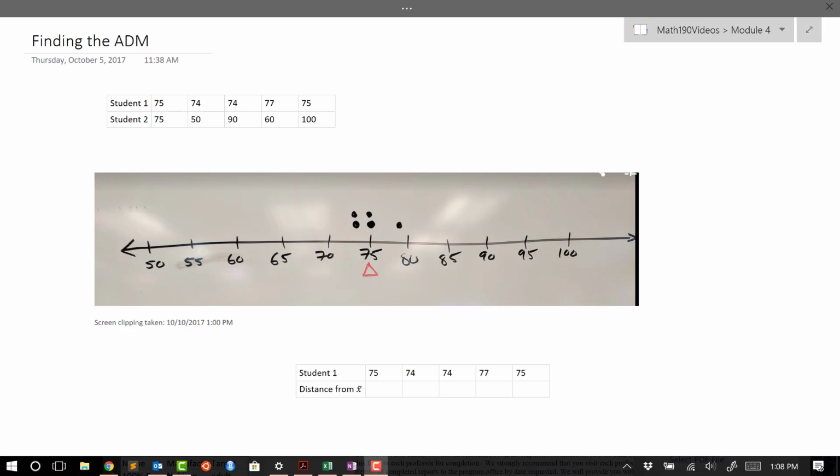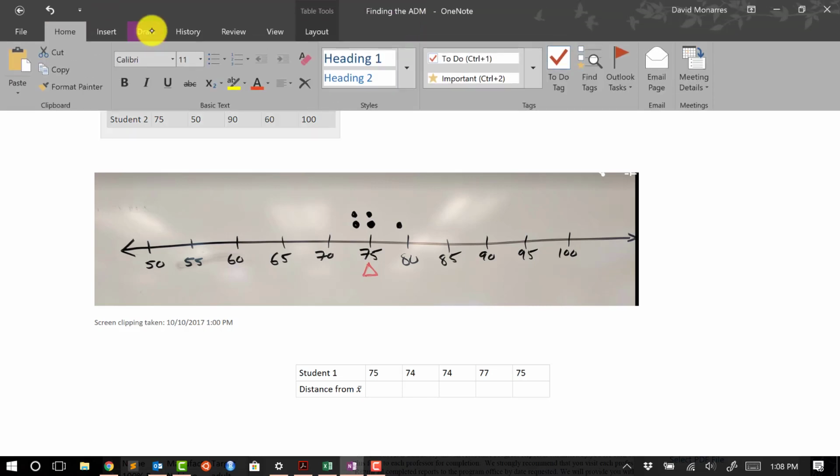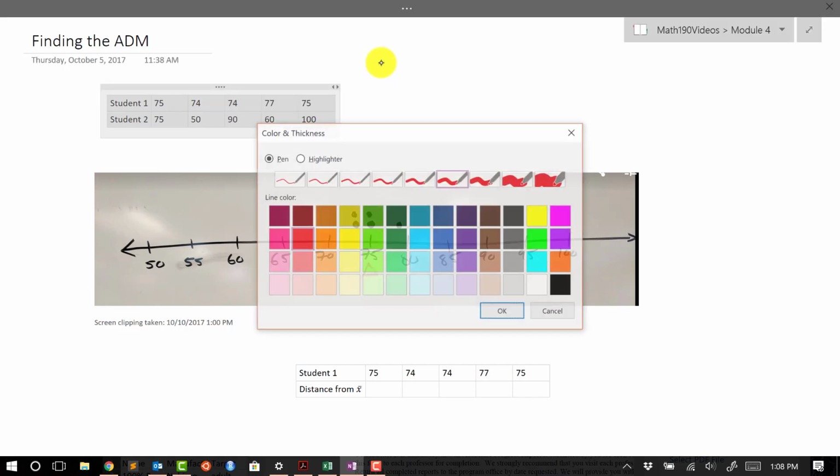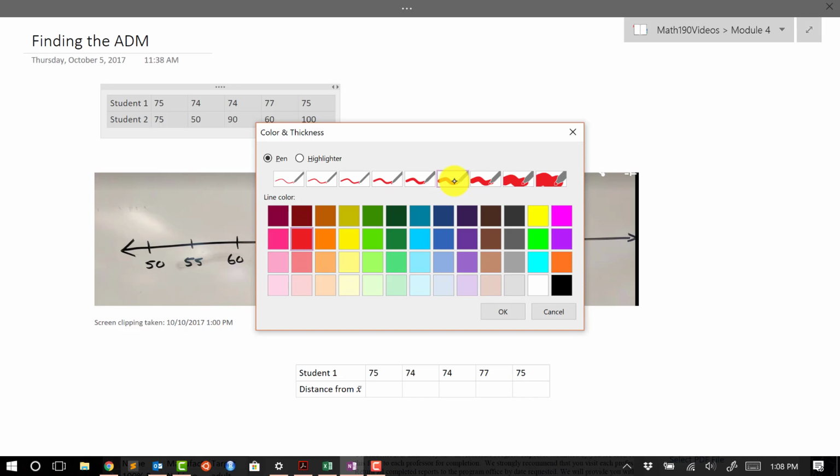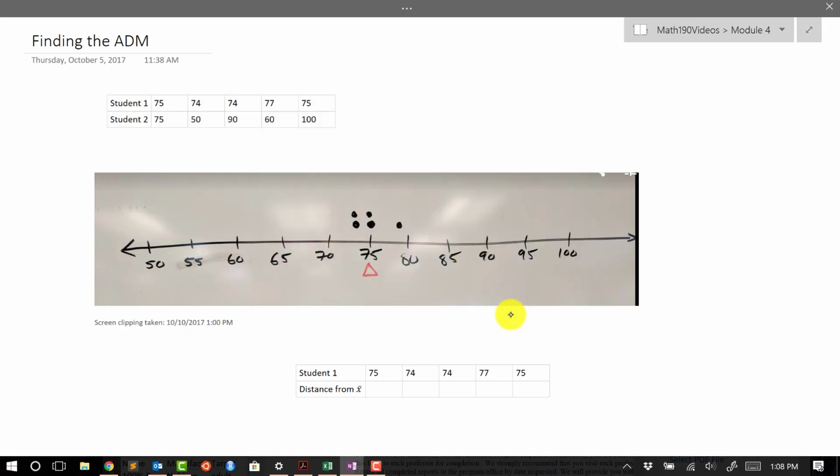I want to compute the average distance from the mean for student number one. So what I'm going to do is pull up a pen. Let's use a big one like that, and let's do most of our writing in red. I think that's nice. Okay. So we're going to find the ADM for student number one. The first thing we need to do is find the mean for student number one. We did this in class, but I'm going to do that again.